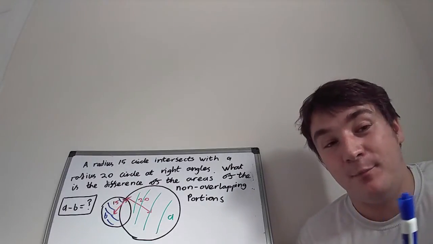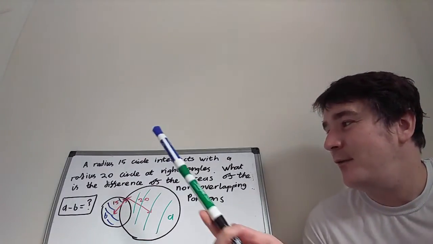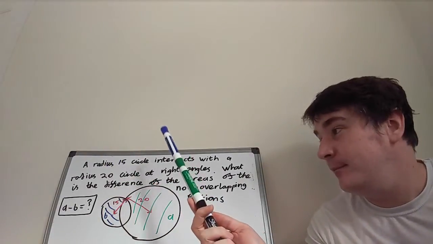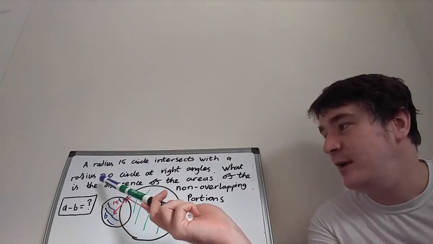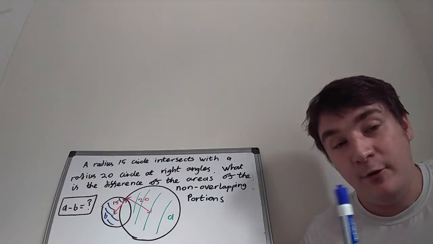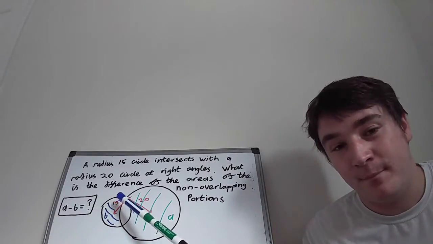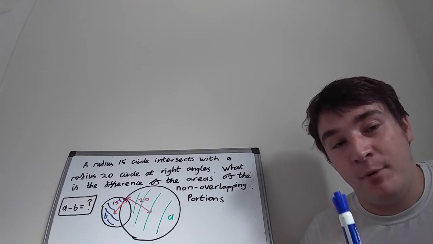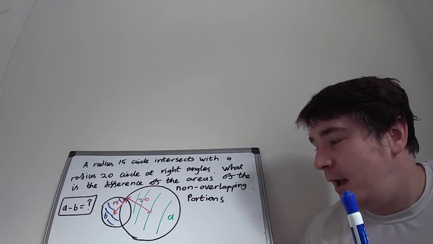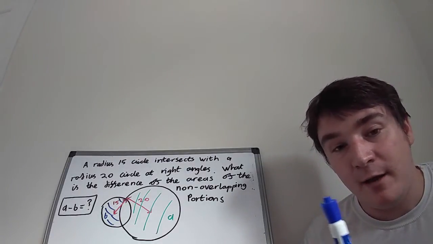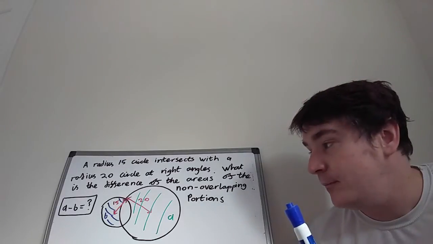Okay, so here's the next puzzle. We have a circle which has radius 15 and we have a circle which has radius 20. These two circles intersect at right angles, and the problem is to work out the difference of areas of the non-overlapping regions.